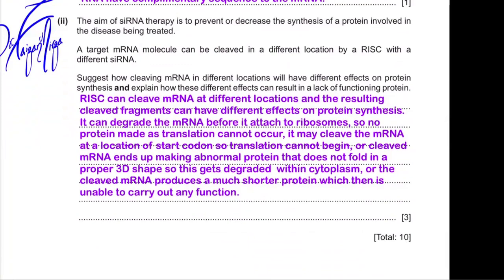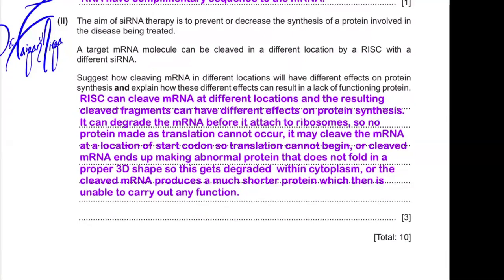A target mRNA molecule can be cleaved in different locations. It means if there's a long mRNA molecule, it may be cut here, it may be cut here, it may be cut here. So every different way, protein synthesis will be affected. So this is how cleaving mRNA in different locations will have different effects on protein synthesis, and explain how these different effects can result in lack of the functioning protein.